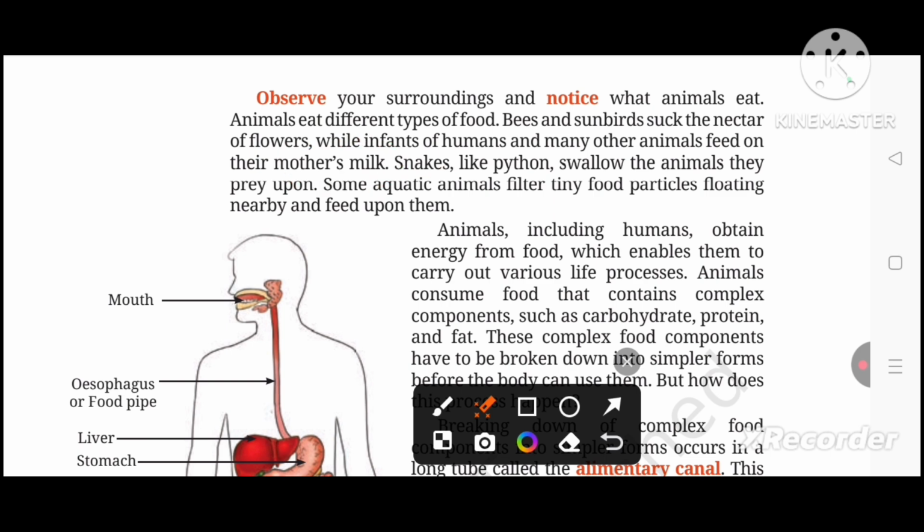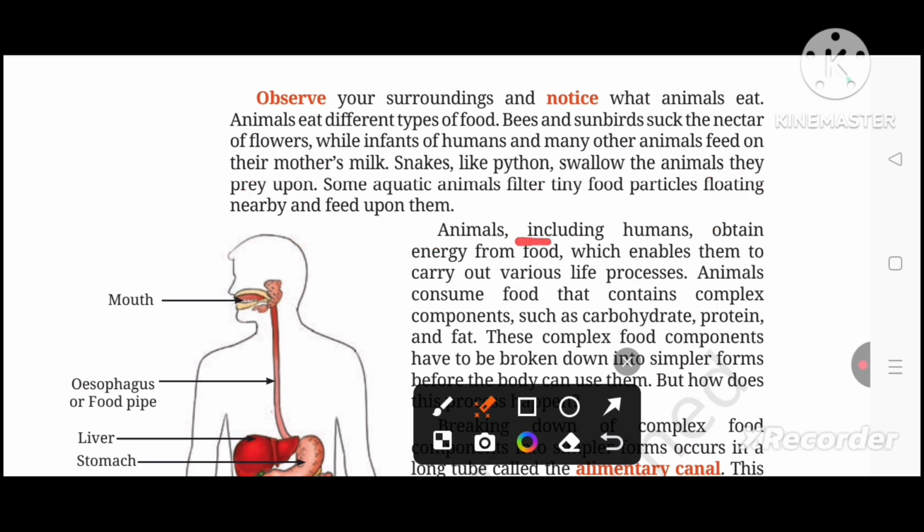A snake and a python swallow animals that they prey upon. Whatever is their prey, they swallow it. Some aquatic animals filter tiny food particles floating nearby and feed upon them.